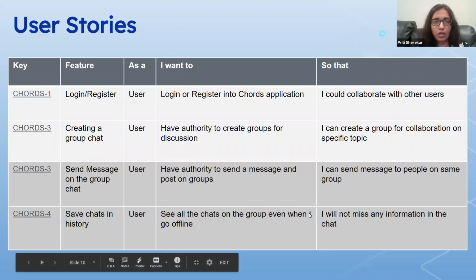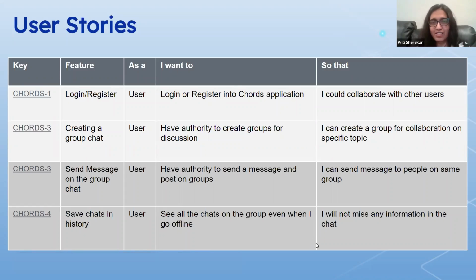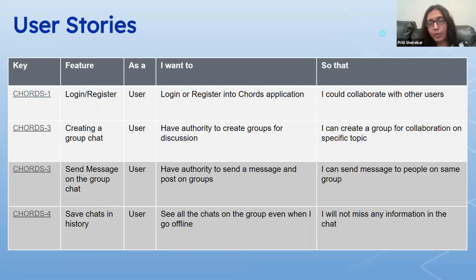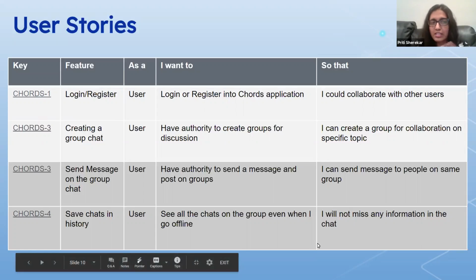As a user, he would like the Chords application in such a way that he should be able to log in or register into the application and collaborate with other users. As a user, he should be able to create a group in the collaboration tool, which is Chords, and he should be able to talk about specific topics with his subordinates, friends, or professionals. He should be able to send messages in the group naturally, and he should be able to save the chat. Saving the chat means he should be able to see the chat if he is logged out or if he left the chat. So these are the user stories which the user would like to see. Next slide, please.